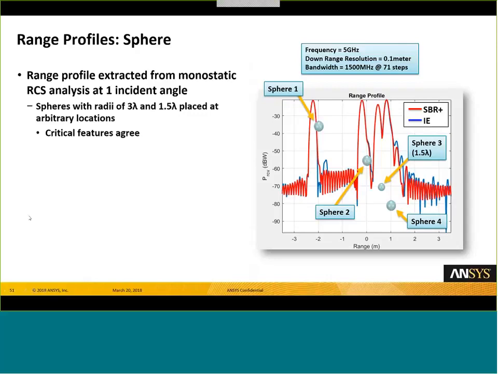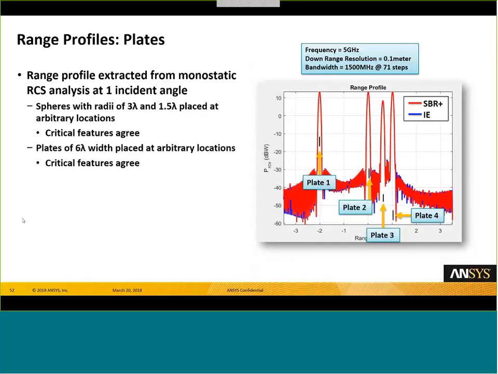So if we change the geometry to flat plates of slightly larger size, in this example these plates are about 6 wavelengths. You'll notice for the exact same settings, the agreement gets a little bit better, as you'd expect. You're practically getting overlay in this case. So all these critical features are agreeing because the electrical size of these objects has grown, and we know that SBR plus is going to give us a better result in this case.